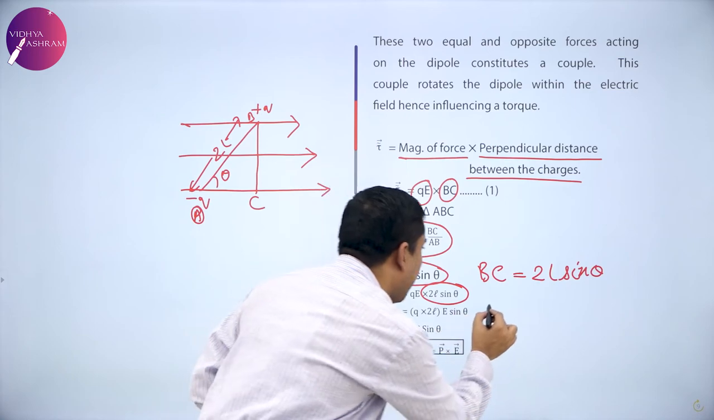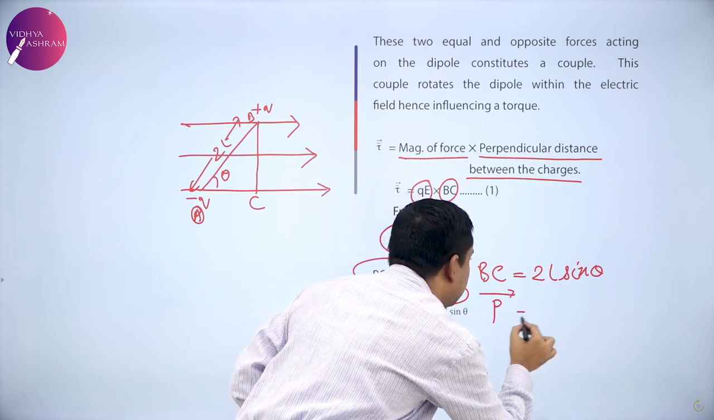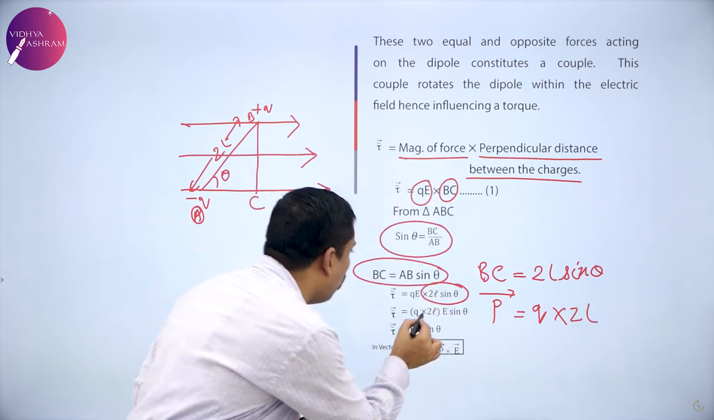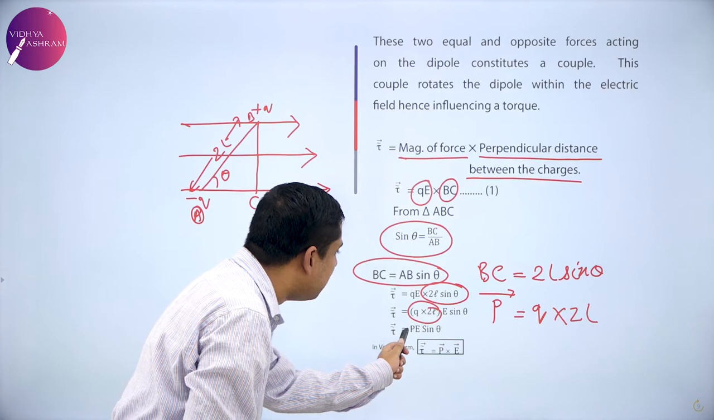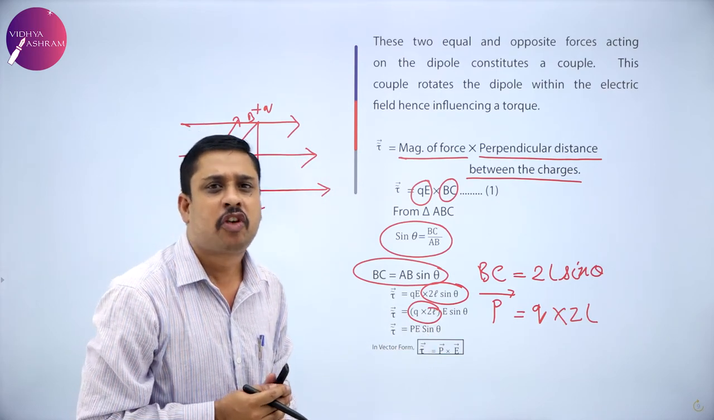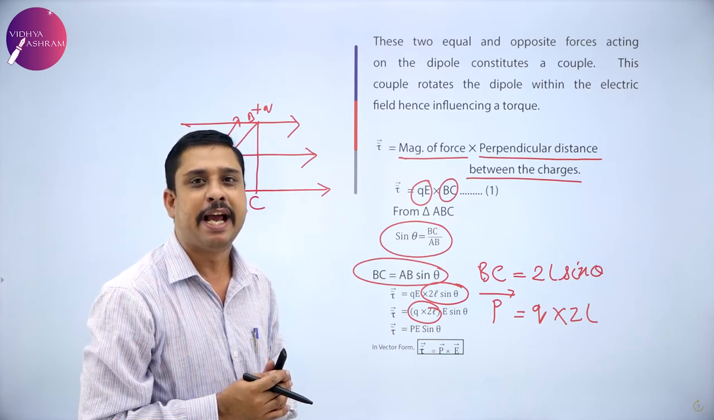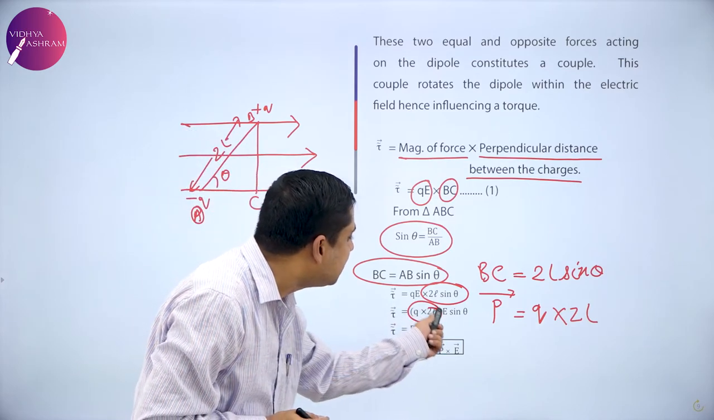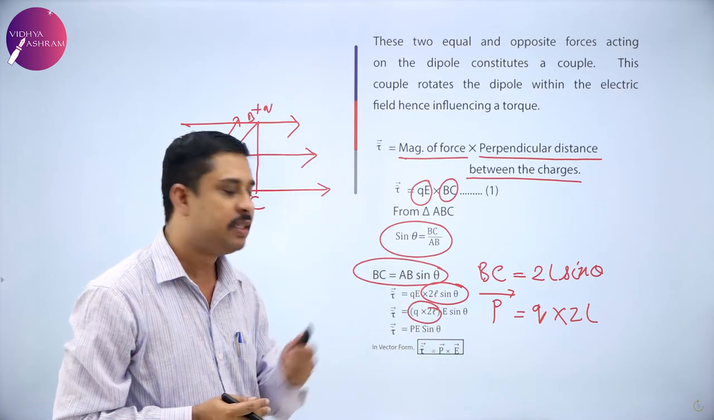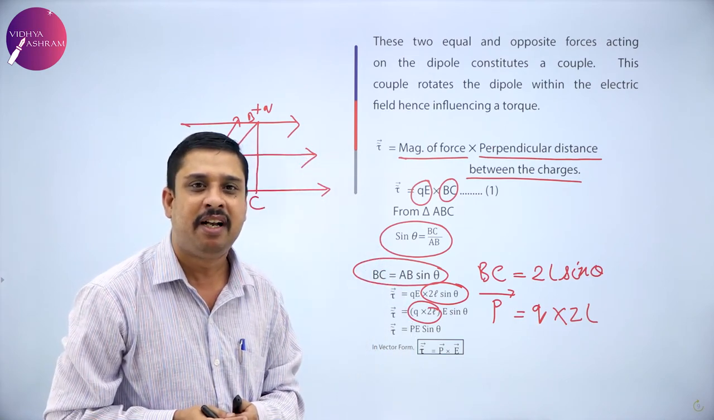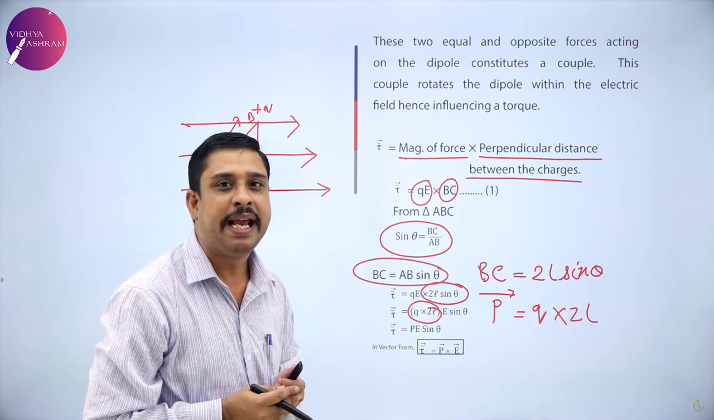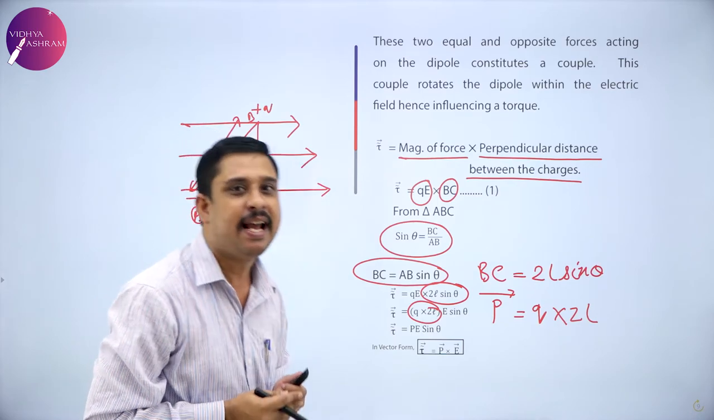What is this Q into 2L? Again, dipole moment, standard expression. So this Q into 2L is nothing but PE sine theta. So the general form of torque acting on the dipole is PE sine theta: product of dipole moment, electric field, and the sine of the angle between the dipole moment and electric field.